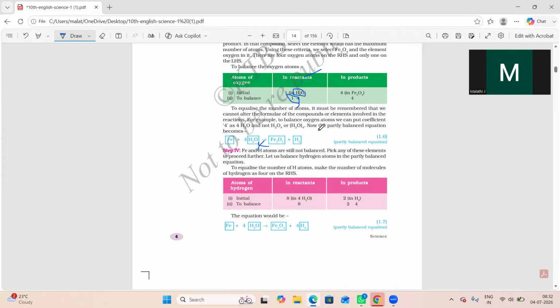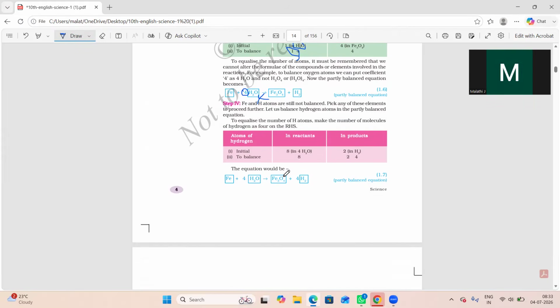It should be written in front of the formula. Here we write the number we multiplied for oxygen. Now the oxygen atoms are 4. Then second, the maximum number of atoms is in hydrogen: now hydrogen becomes 8 here, because the 4 belongs to hydrogen also, so 4 times 2 is 8 in H2O. Initially, how many did we have? Now it is 8 hydrogen atoms.